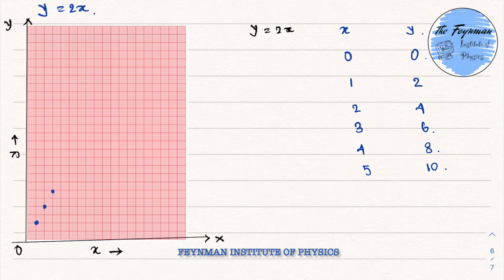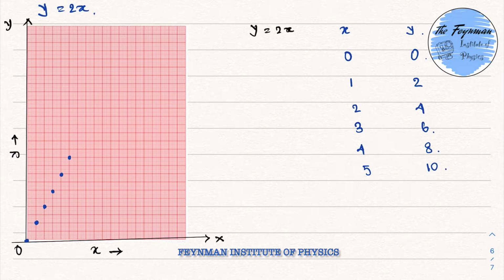When x is equal to say 4, y is equal to 8. So this is our point. When x is equal to 5, y is equal to 10. So this is our point. Actually, we will start our graph, we will find the initial point of the graph from the origin, because this is the value when x is equal to 0, y is equal to 0.